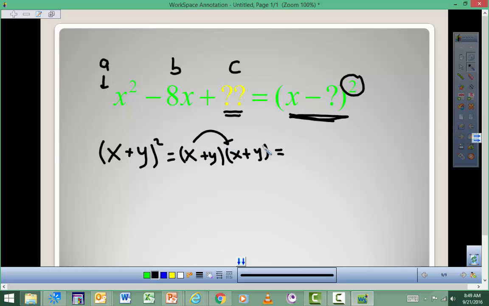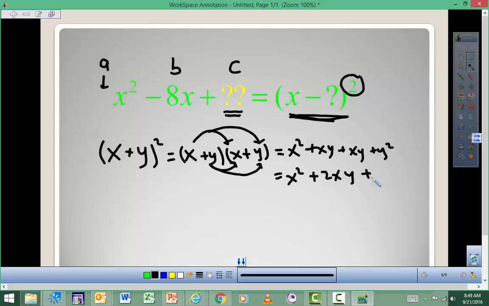If you FOIL this out, you get an x squared term, right? And then you get an xy. And then we always end up with another xy. And then finally we end up with a y squared. And so we end up with x squared plus 2xy plus y squared. Now, I want you to notice that there's a 1 out in front. To complete the square, we always want a 1.